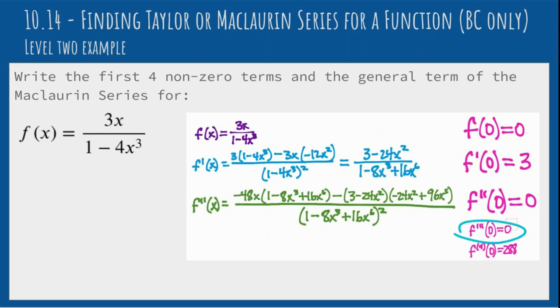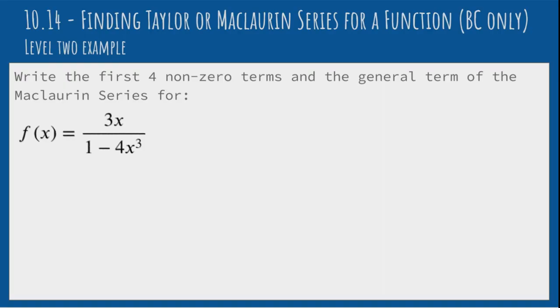Seems a little frustrating that we're getting zeros for all the work that we're doing. And then finally, on the fourth derivative, we'd get a non-zero number, and then we'd have to keep going from there. So as you can see, this would be a really messy process if we were trying to do this the traditional way.